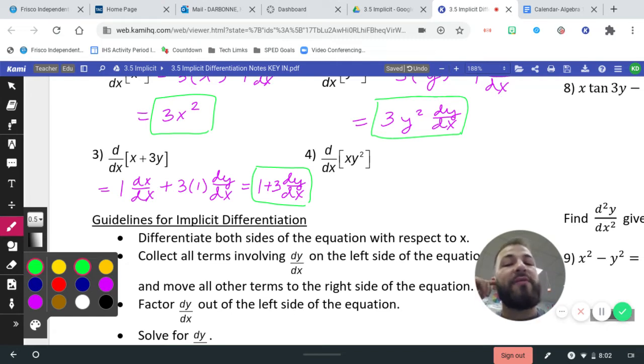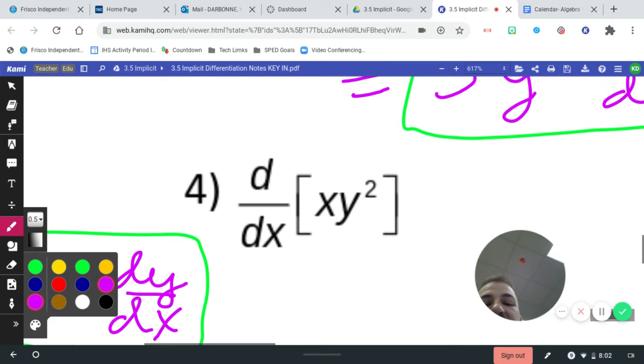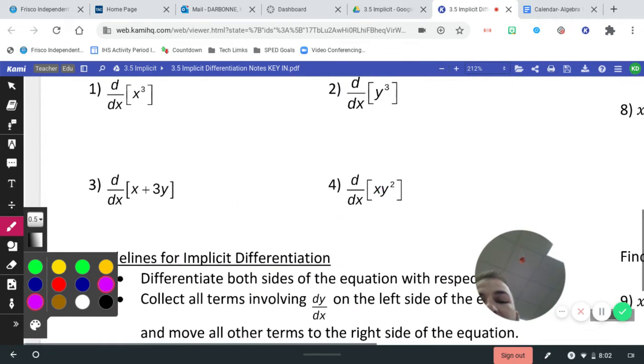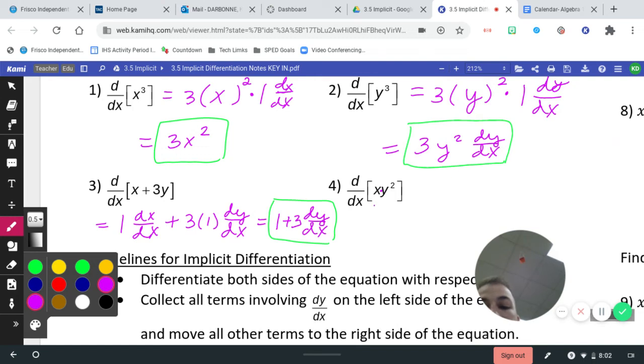Okay, our last one, we have d dx of x times y squared. This one's a little bit different because what do we have happening in between? We have multiplication, and x and y squared are both functions, so I have to apply the product rule. So here, the derivative of x is 1 dx dx. The derivative of y squared is 2y dy dx. And then just like normal, I'm going to cross multiply.